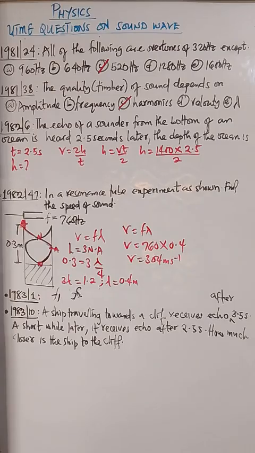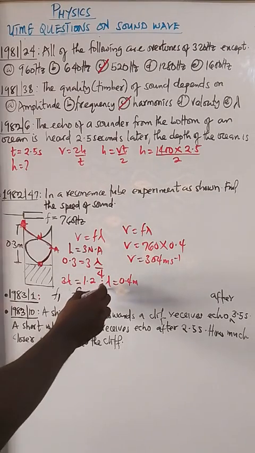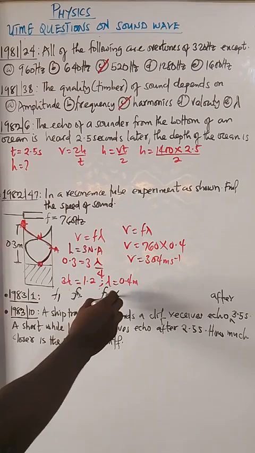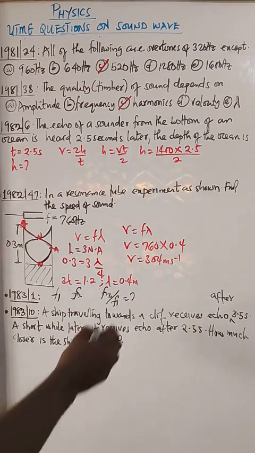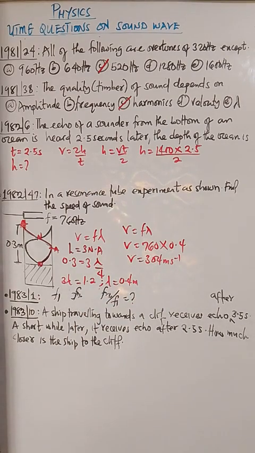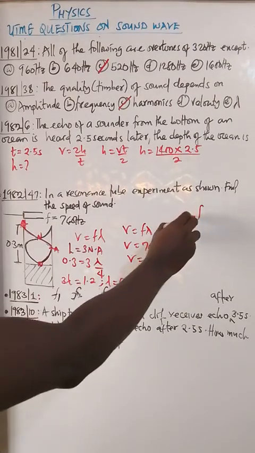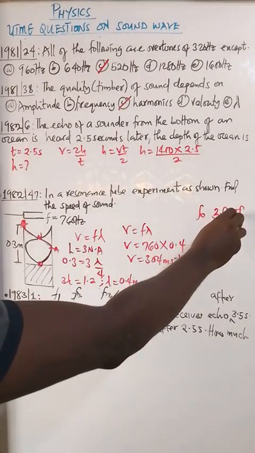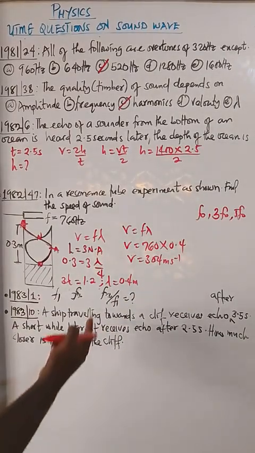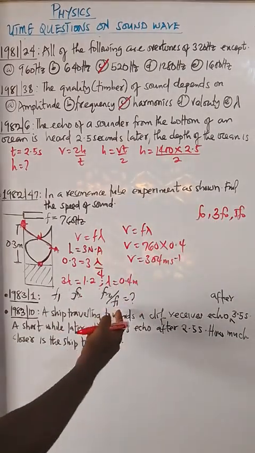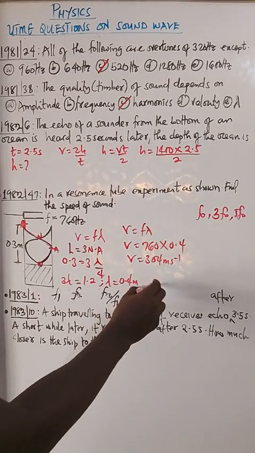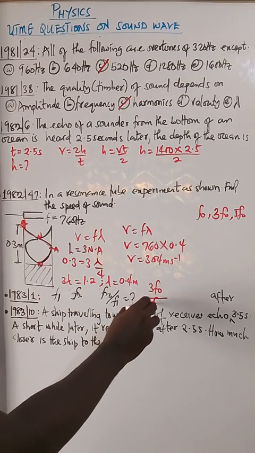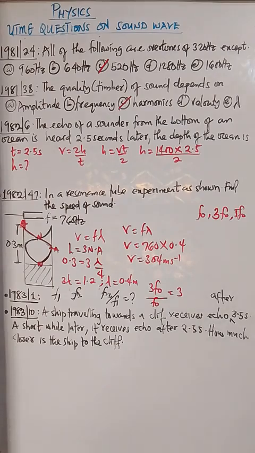So the question says the ratio of F2 to F1, that's what we are looking for. Recall, a resonance tube is like a closed pipe. And for a closed pipe, what's the pattern? If the fundamental is F naught, the first overtone is 3 F naught, followed by 5 F naught and the like. So our F2 is 3 F naught, our F1 is F naught. So the answer is 3 F naught over F naught, which is 3:1. We just say 3.